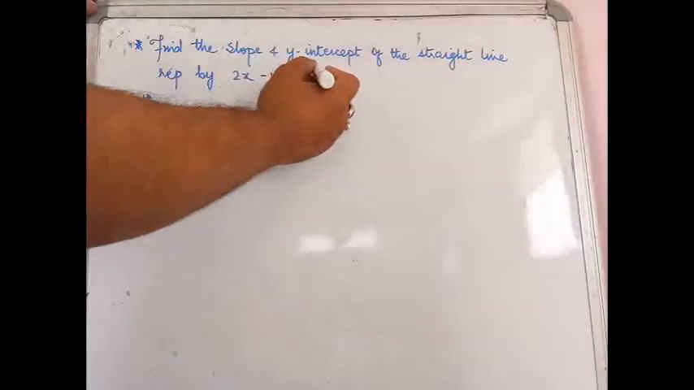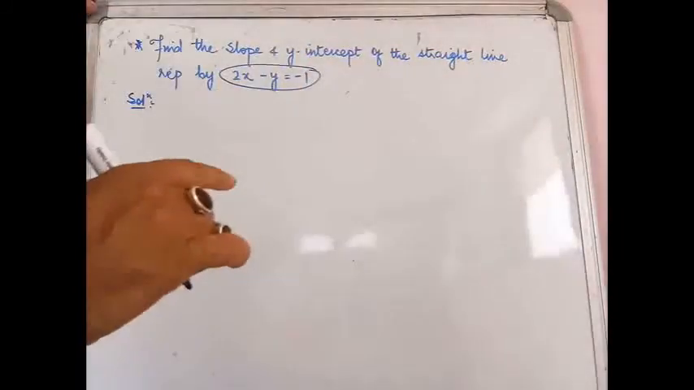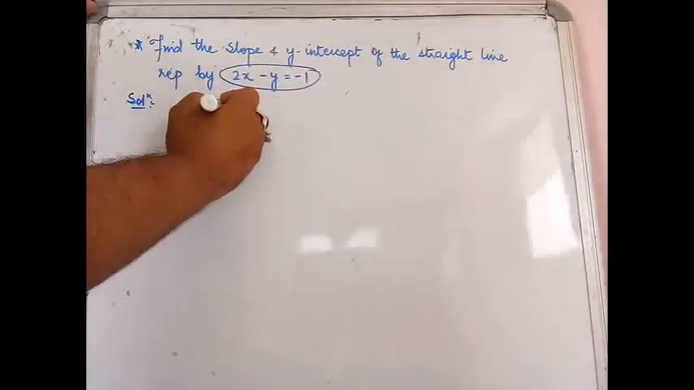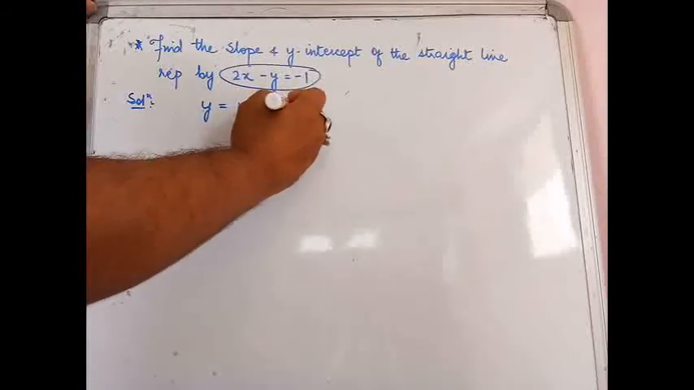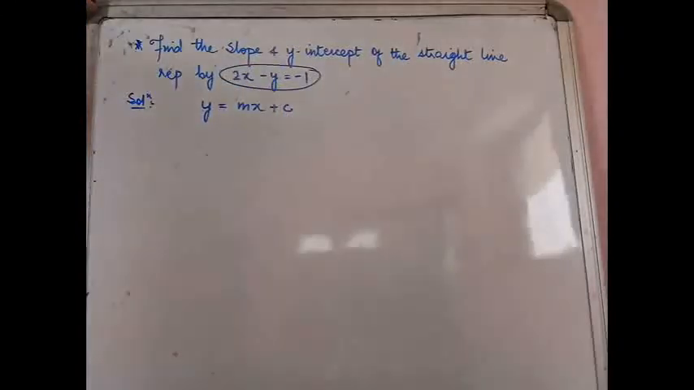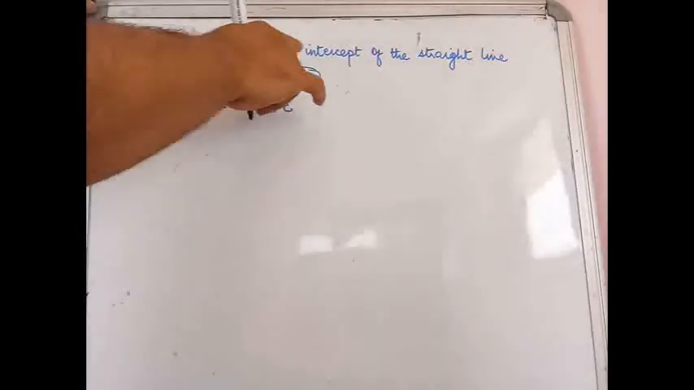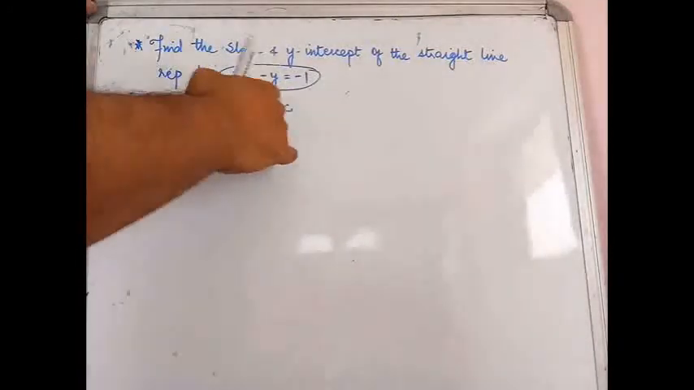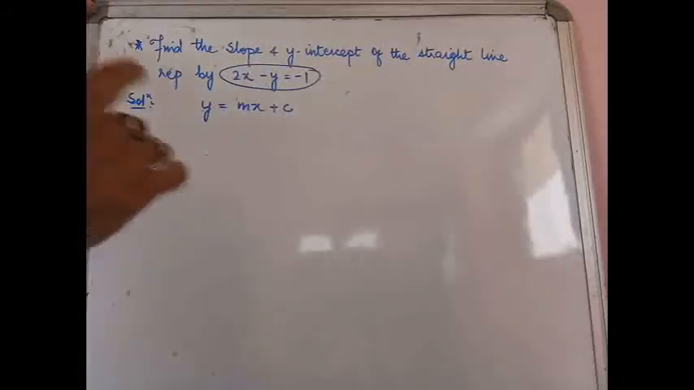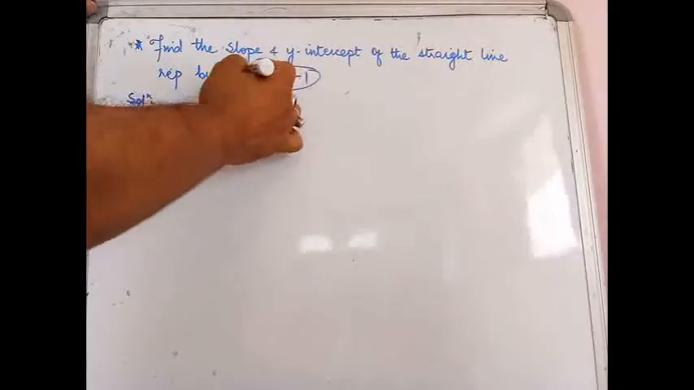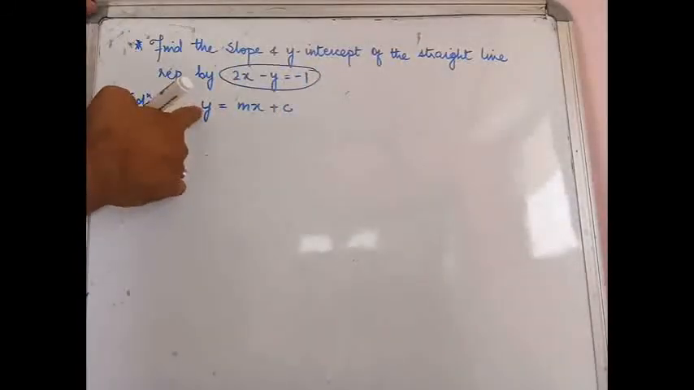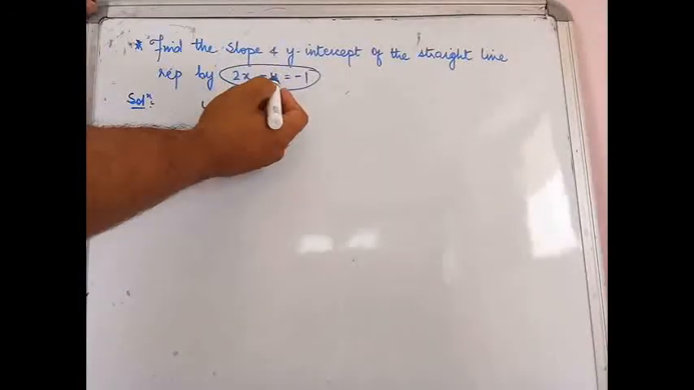So if the equation of a straight line is given, you only have to bring it into the form y is equal to mx plus c, because this is the form which is known as the slope-intercept form. Since they want the slope and the y-intercept, we will have to use this standard equation, y is equal to mx plus c. Now this is the actual equation of the straight line that you have been given. So you will have to separate y on one side. So you can take this y to the other side.